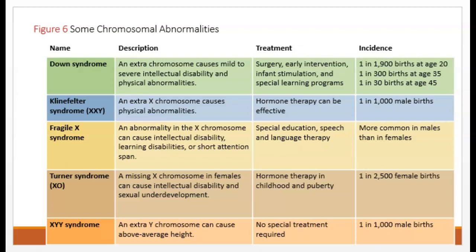The treatments for these abnormalities do not necessarily erase the problem, but they may improve an individual's adaptive behavior and quality of life. Now, I don't expect you to memorize these abnormalities, but I do want you to understand that having too few or too many chromosomes can both result in abnormalities, some more severe than others.